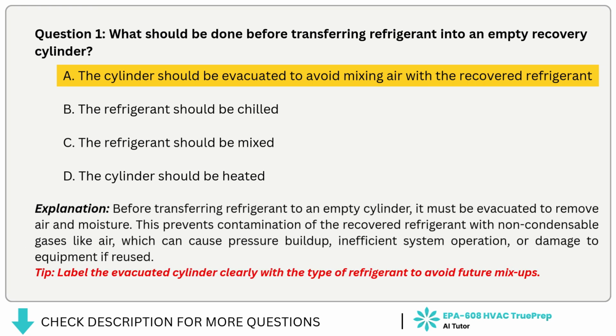Explanation. Before transferring refrigerant to an empty cylinder, it must be evacuated to remove air and moisture. This prevents contamination of the recovered refrigerant with non-condensable gases like air, which can cause pressure buildup, inefficient system operation, or damage to equipment if reused. Tip: label the evacuated cylinder clearly with the type of refrigerant to avoid future mix-ups.